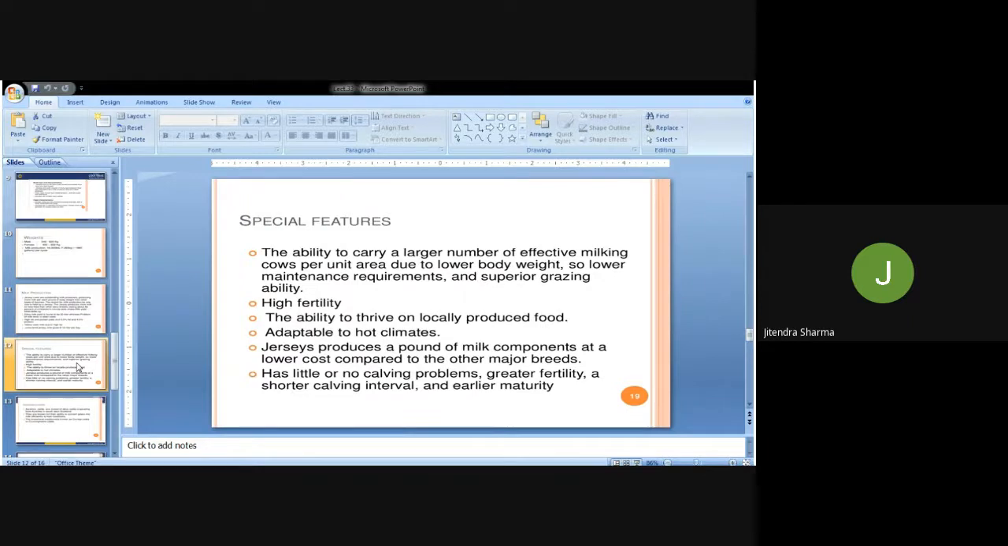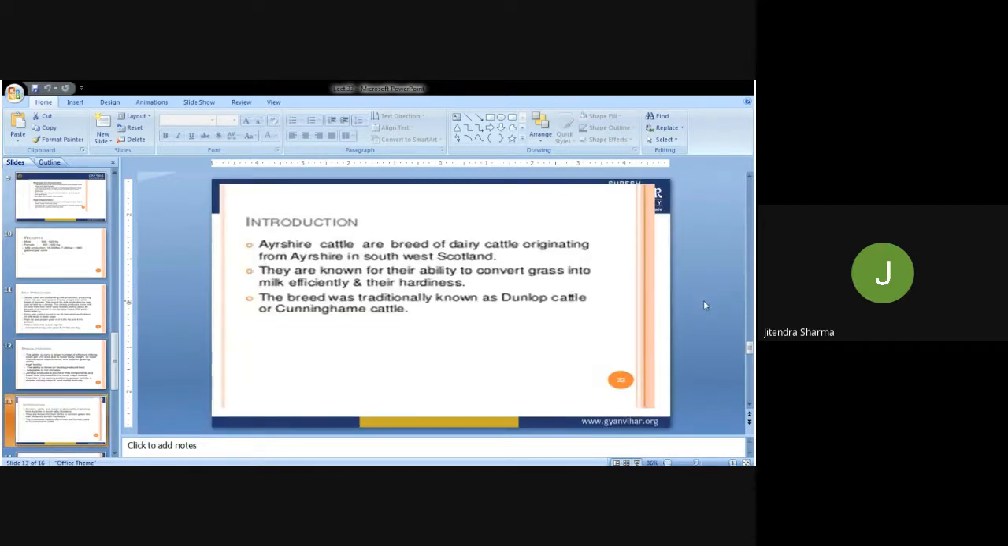The ability to carry a larger number of active milking cows per unit of area due to lower body weight, so lower maintenance is required, and superior grazing ability. High fertility, the ability to thrive on local produce and food, and adaptable to hot climate also. Jersey produces a pound of milk component at a lower cost compared to the other major breeds. It has little or no calving problems, greater fertility, a shorter calving interval, and earlier maturity. These are the production traits. They are very much in favor of the breed.